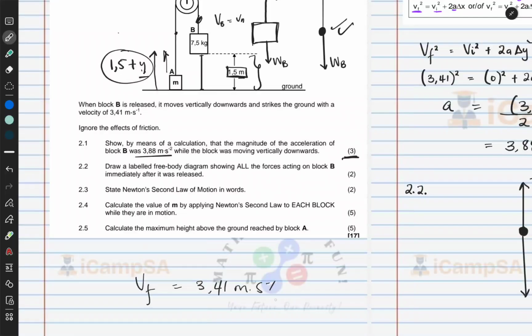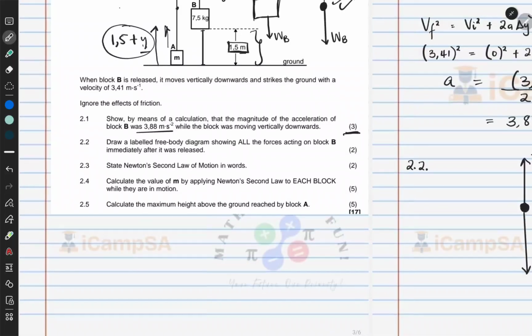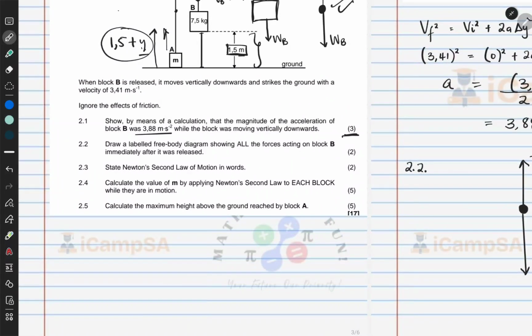So what does it mean? If VF for block B is 3.41 meters per second, it means if we want to find the maximum height reached by block A, we have to understand that its initial velocity before reaching that maximum height, VI, is 3.41 meters per second.